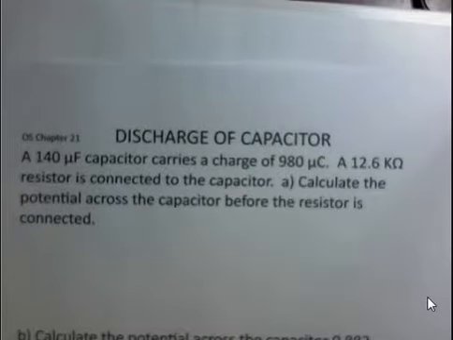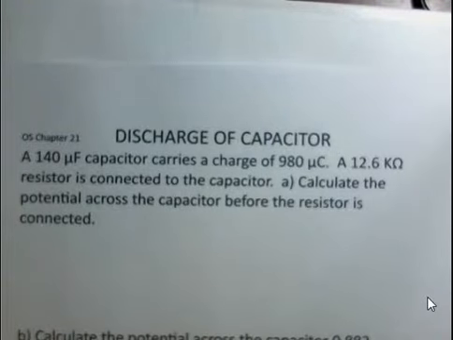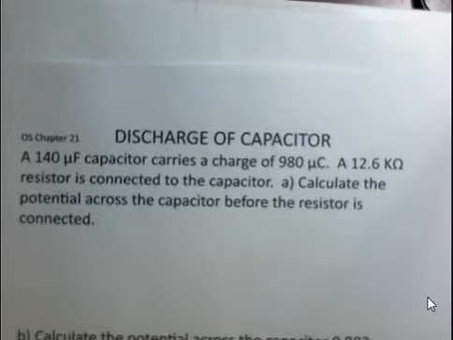A resistance and capacitor in a circuit, and the capacitor is charged before the resistor is placed into the circuit, and we'll calculate later on how the discharge occurs. So 140 microfarad capacitor, 980 microcoulombs, and the resistor.